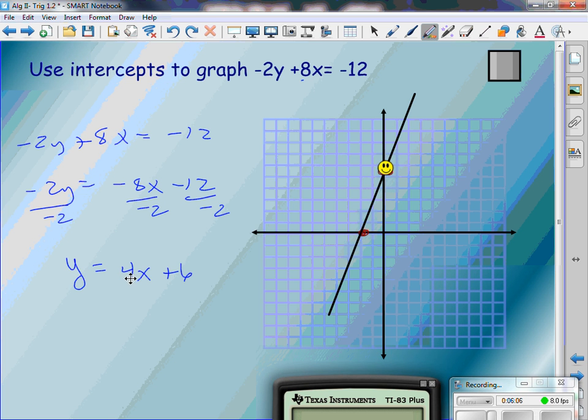The slope of 4 means 4 over 1. 1, 2, 3, 4 over 1. Now my line's not perfect. I could have also went 1, 2, 3, 4 over 1. Regardless, you still get the same line.